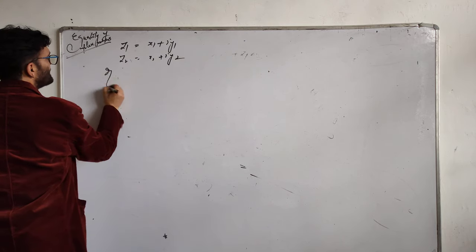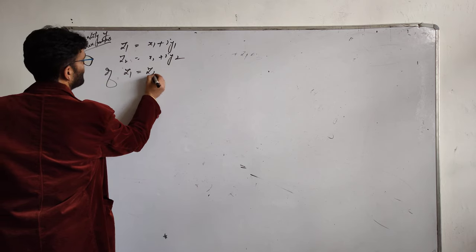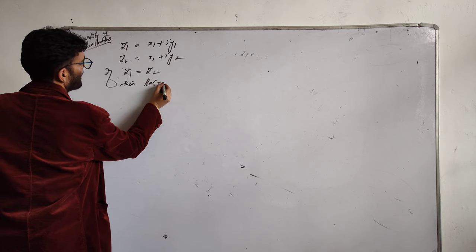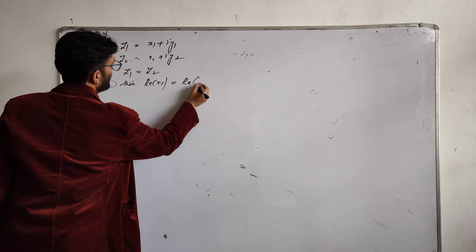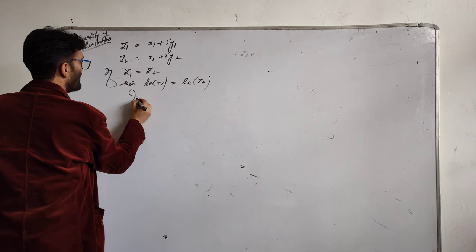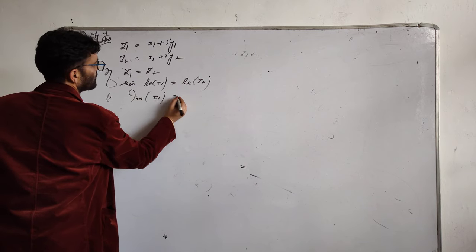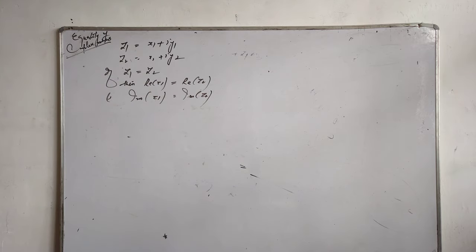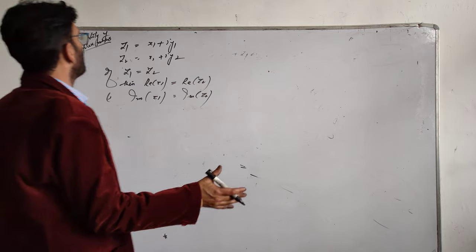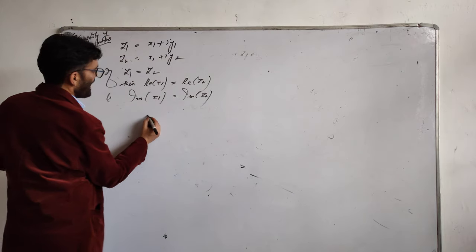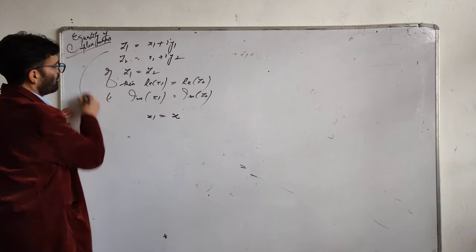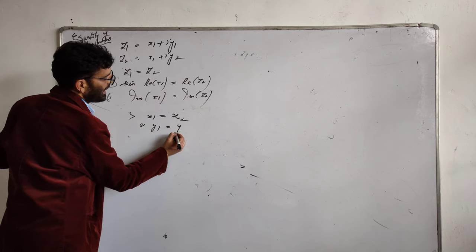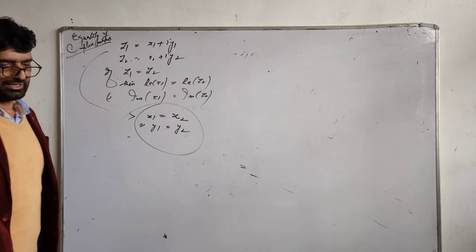If z1 is equal to z2, then the real part of z1 is equal to the real part of z2, and the imaginary part of z1 is equal to the imaginary part of z2. It is the rule with which we can equate two complex numbers. That is, x1 is equal to x2 and y1 is equal to y2. Then and only then are the two complex numbers equal.